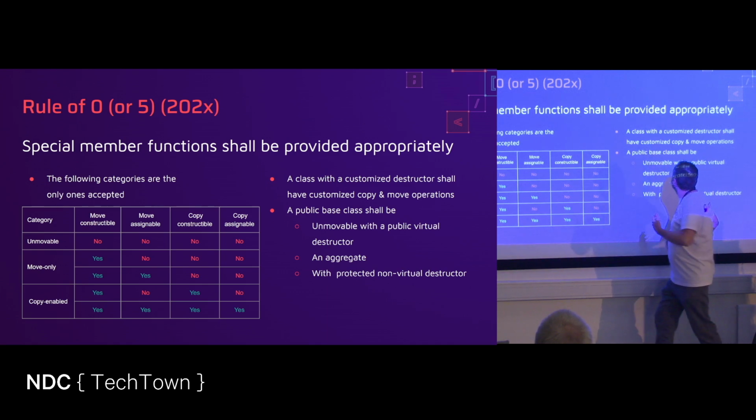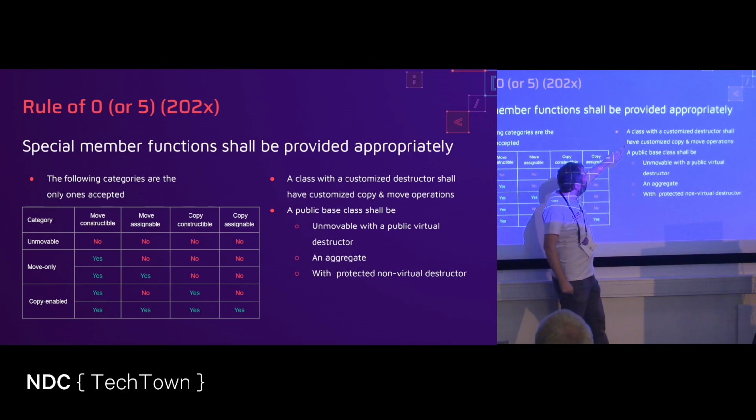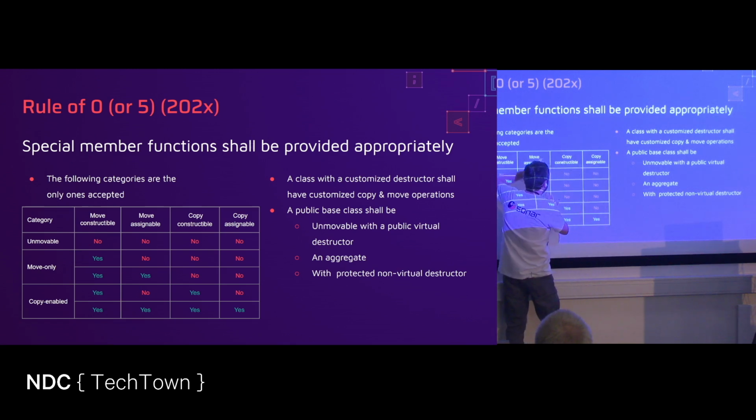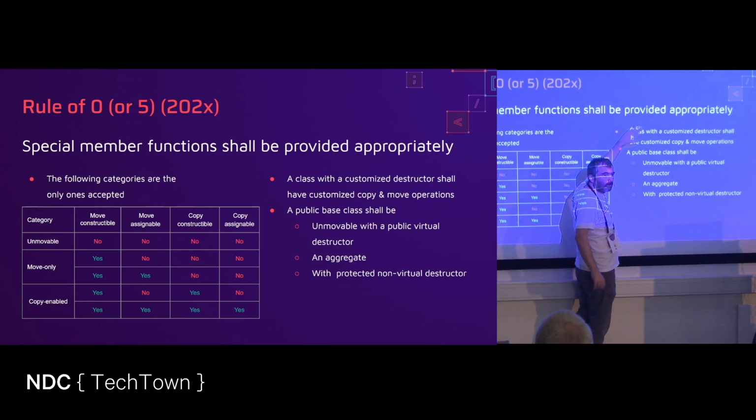Second part of the rule: if you have customized the destructor for your class, you need to have customized copy and move operations. So this part is basically 5 or 0, and this part is more specifically rule of 5. If you customize the destructor, you have to customize the other operations. You cannot rely on the compiler-generated ones.